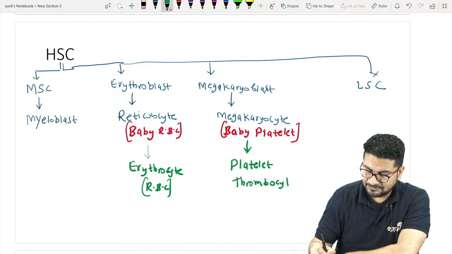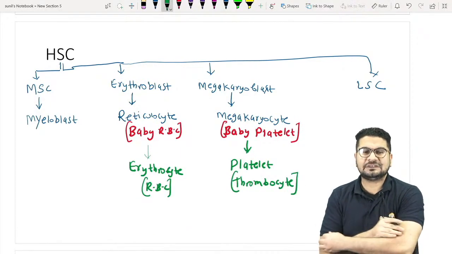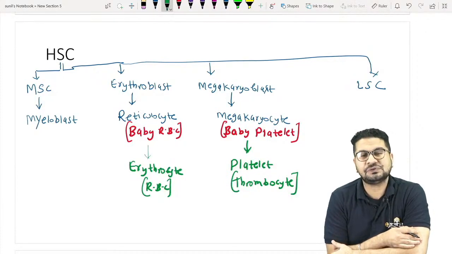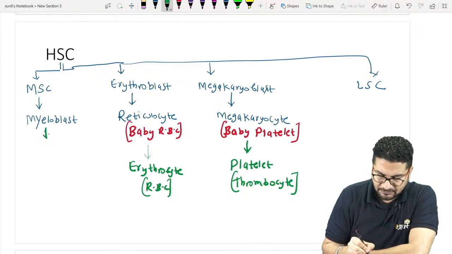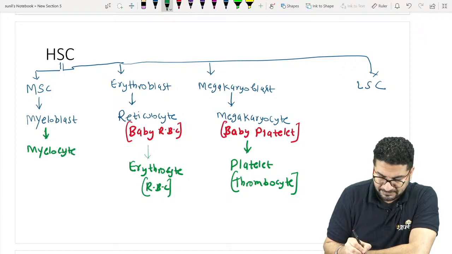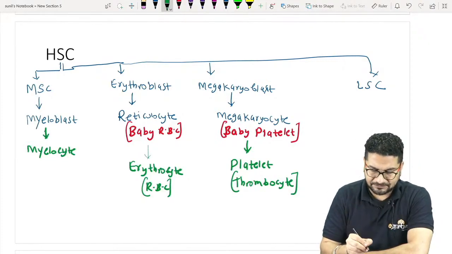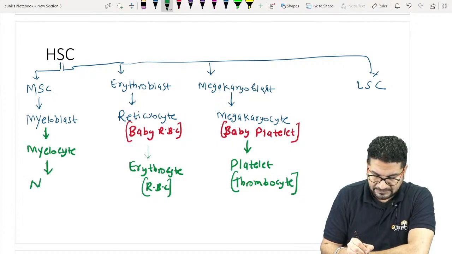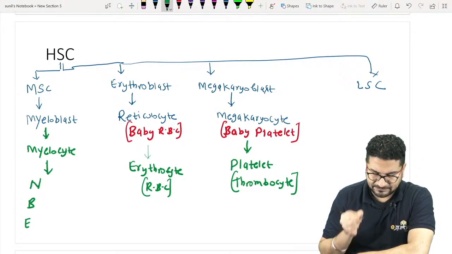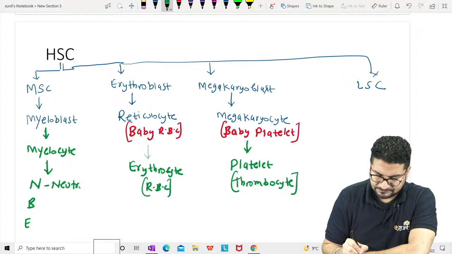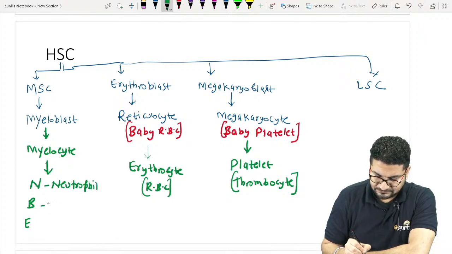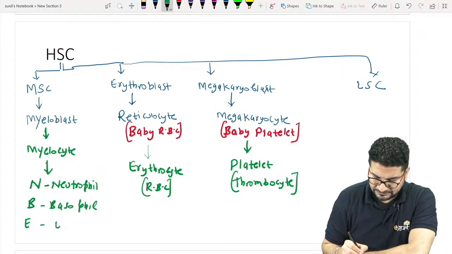So till now, I am just telling you the basics, an overview of what we should study in this chapter. It is not important, nobody will ask you a question, but you should know the basics of how these cells are produced. Myeloblast will produce myelocyte. Always remember, blast means immature cell, cyte means mature cell. This myelocyte will produce NBE. NBE stands for neutrophil, basophil, and eosinophil.